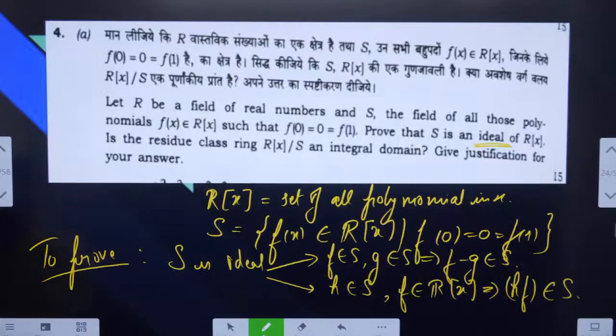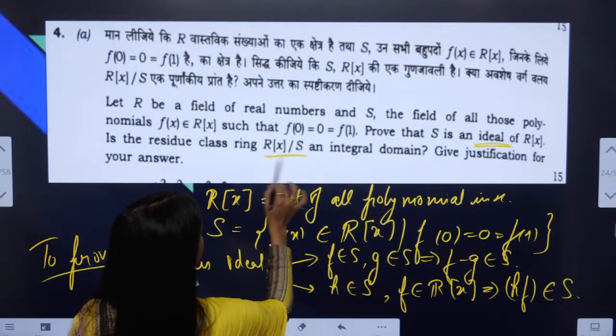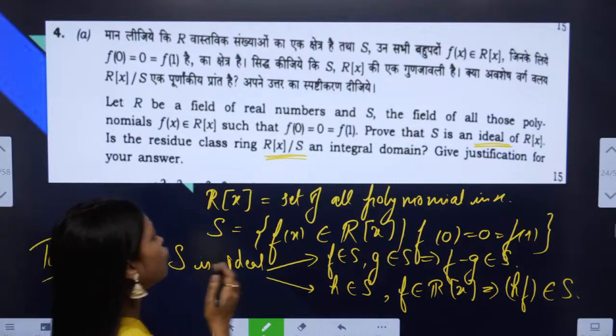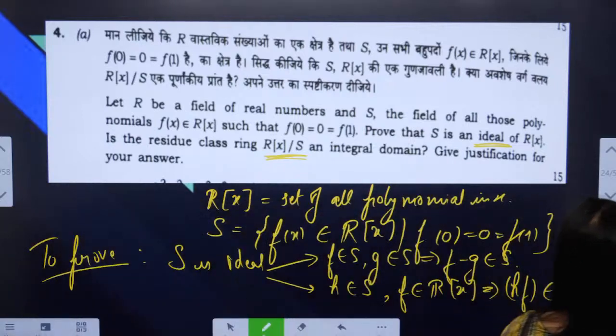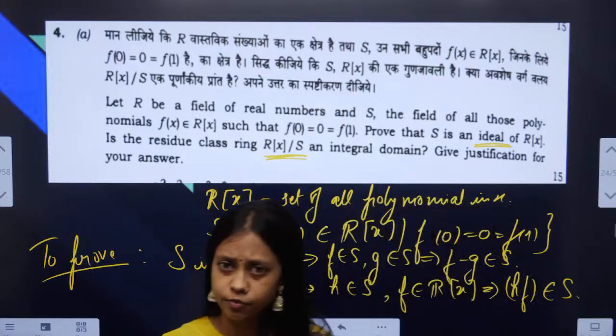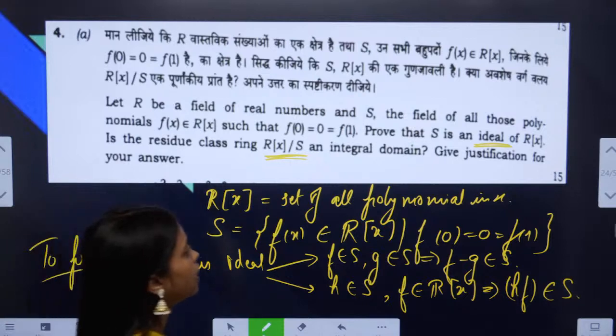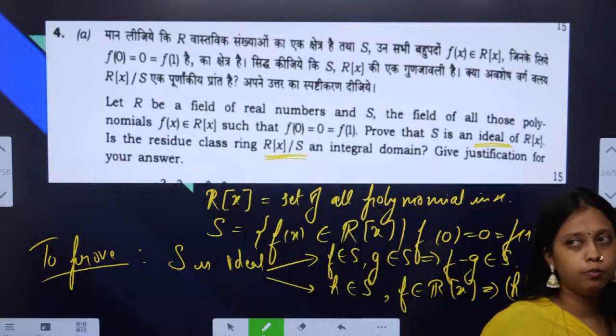Now, there is one more part of the question. Is the residue class Rx by S an integral domain? Over here, if you want to prove that this is not an integral domain, an example would be enough. You can try by an example. So, what example would work here?